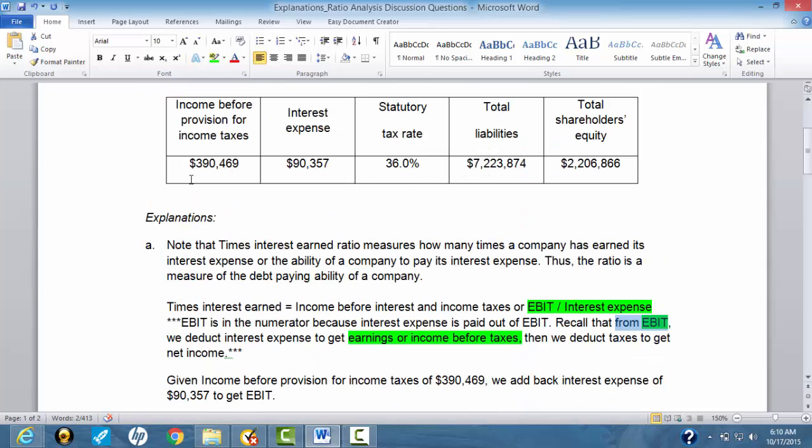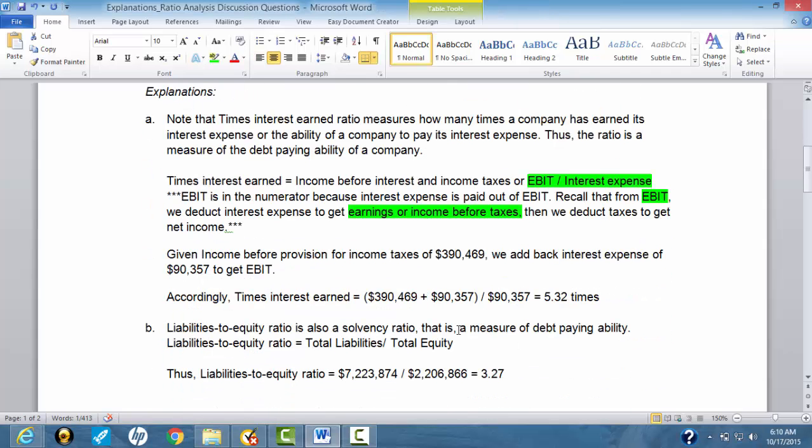So earnings before taxes plus interest gives us EBIT, earnings before interest and taxes, and it is out of it we pay the interest. So EBIT over interest expense, which is 9357, gives us our times interest earned ratio of 5.32. Again, the higher the times interest earned ratio, the greater the ability of a company to pay off its debts.